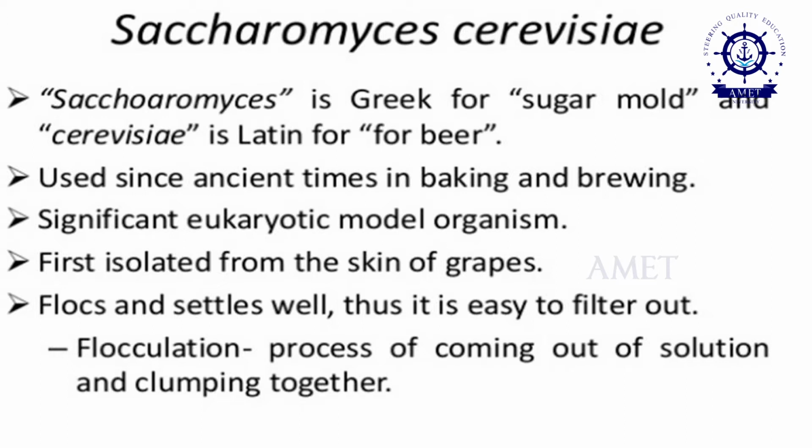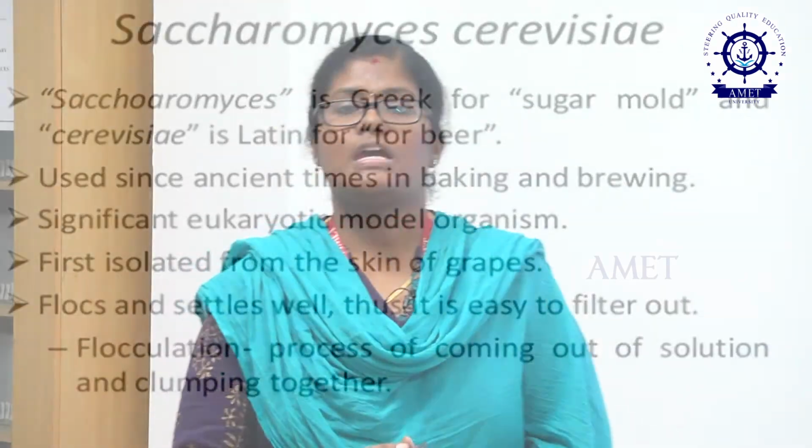The next slide is on Saccharomyces cerevisiae. Saccharomyces in Greek is called sugar mold, and cerevisiae in Latin is called beer. Saccharomyces cerevisiae is a eukaryotic microorganism which is used to ferment sugar in baking and brewing.